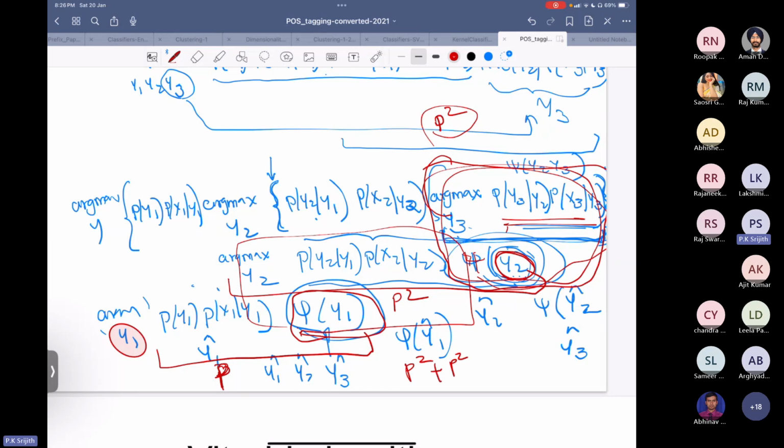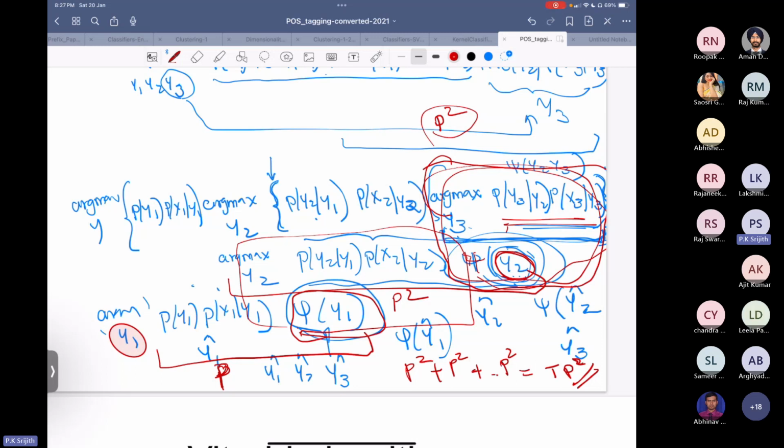I can just write it as p square plus p square up to t, which is equal to t into p square. For the first one, you don't need p square, you only need p. But it doesn't hurt to write it as t into p square. It is actually t minus 1 into p square plus p, but you can simply write it as t into p square. That's a short approximation.